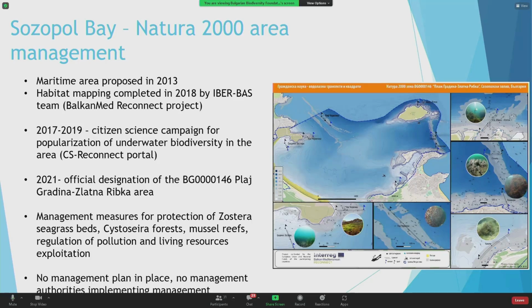We tried to publicize the importance of these ecosystems through citizen science campaigns and involvement of local divers and fishermen in the protection and showcasing the biodiversity in the area. The management measures include different rules that are supposed to protect the Zostera seagrass bed, the Cystoseira forest, the mussel beds, and also limit the pollution and the overexploitation of living resources in the area.